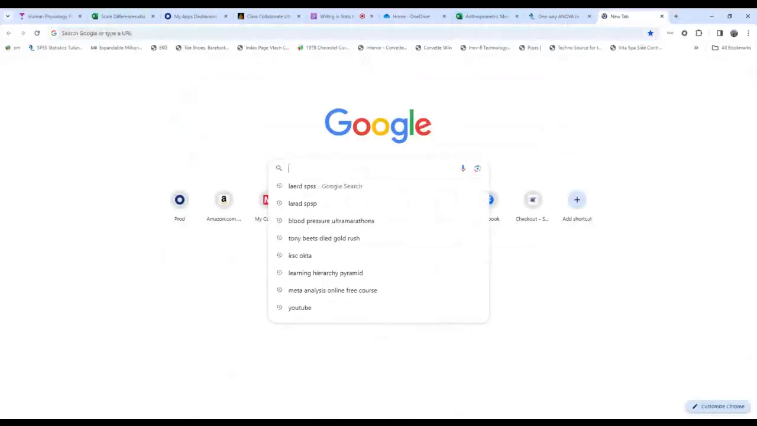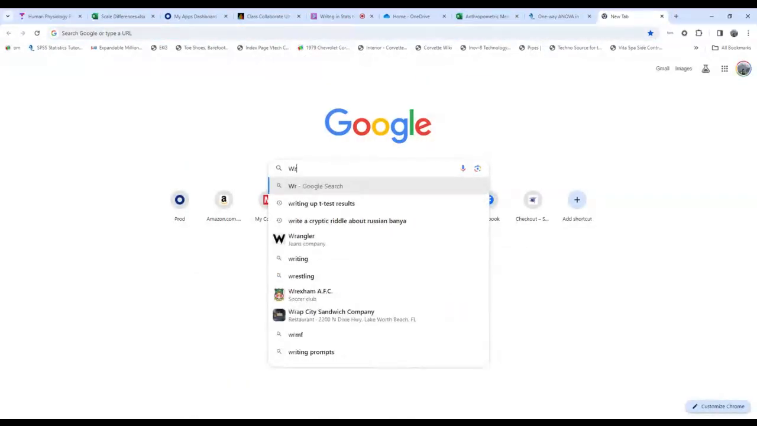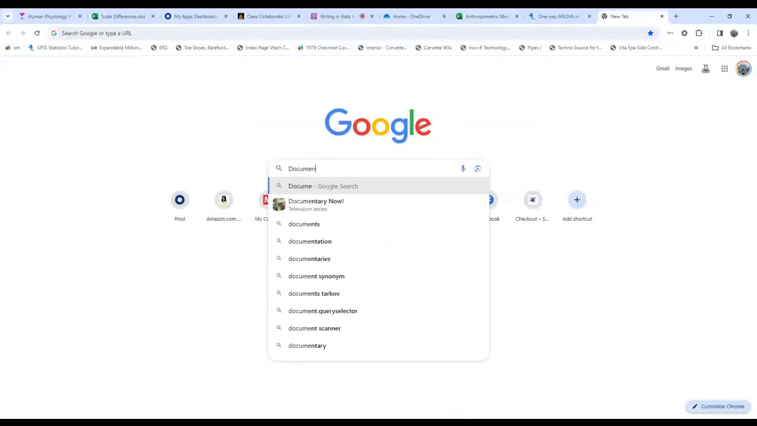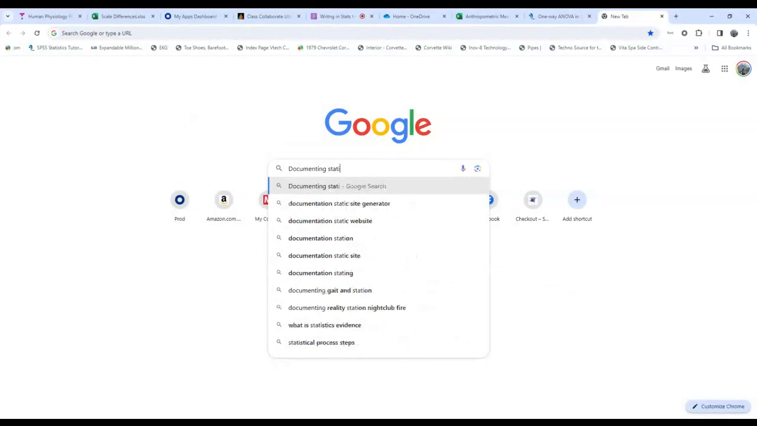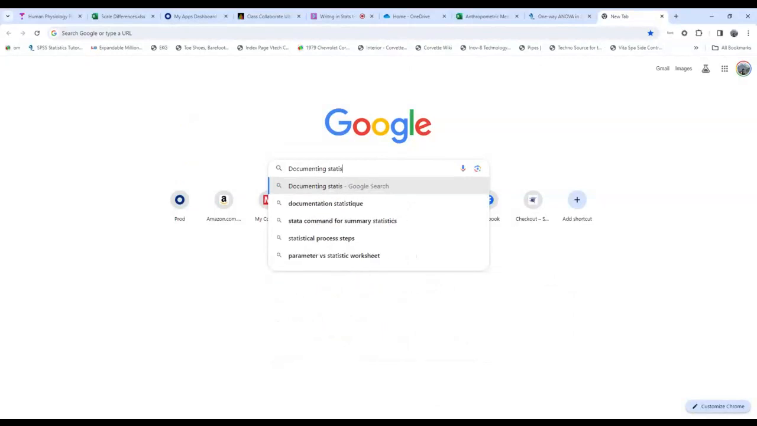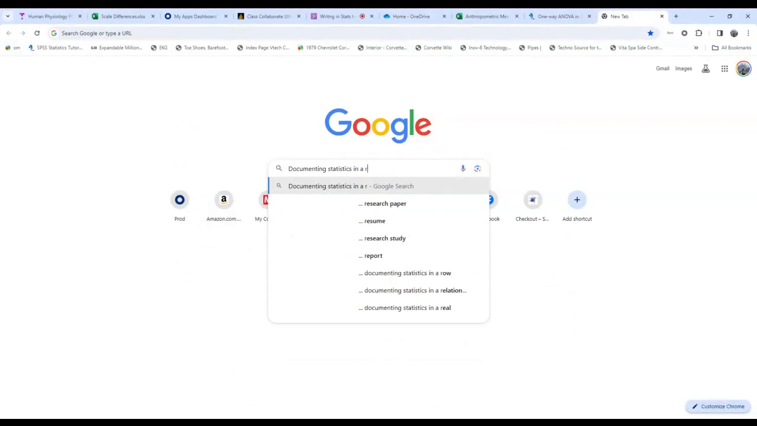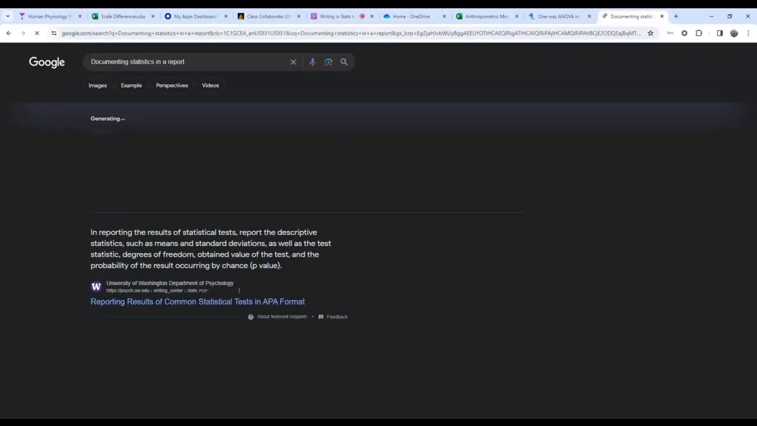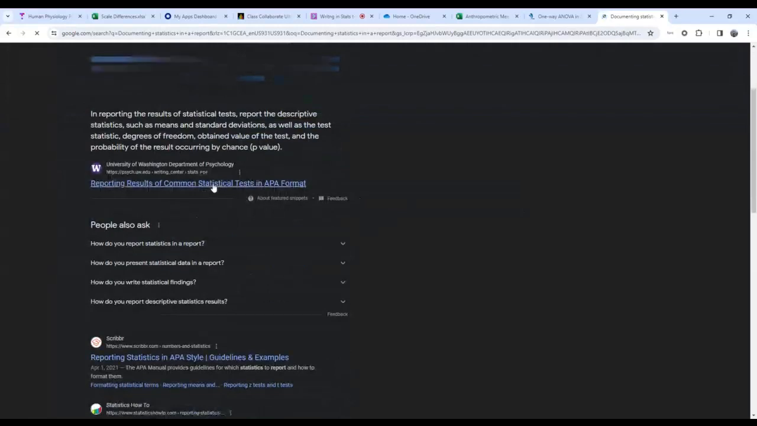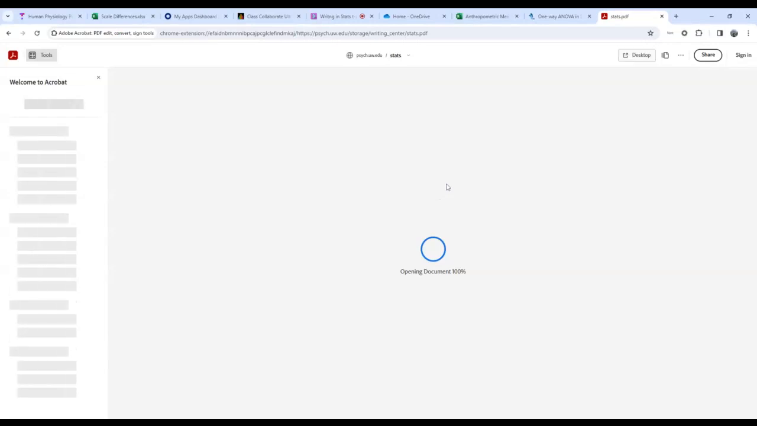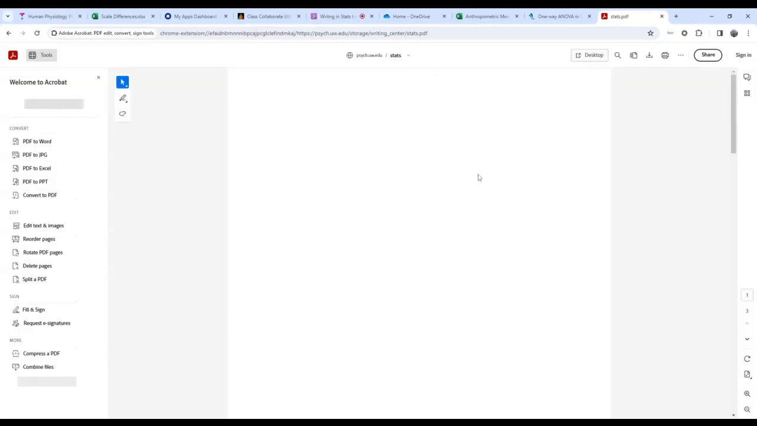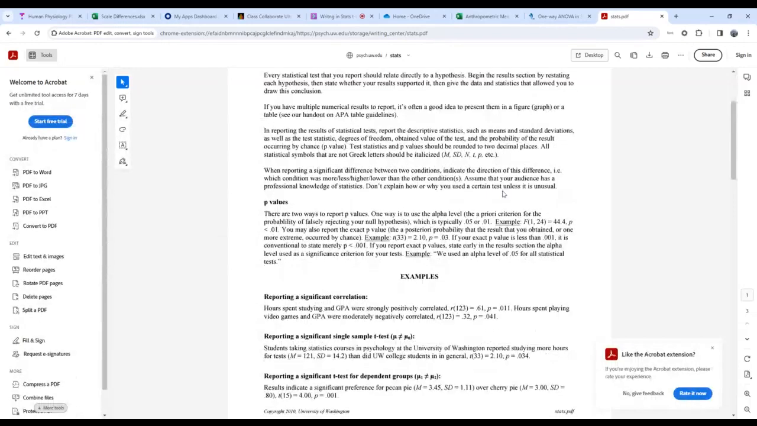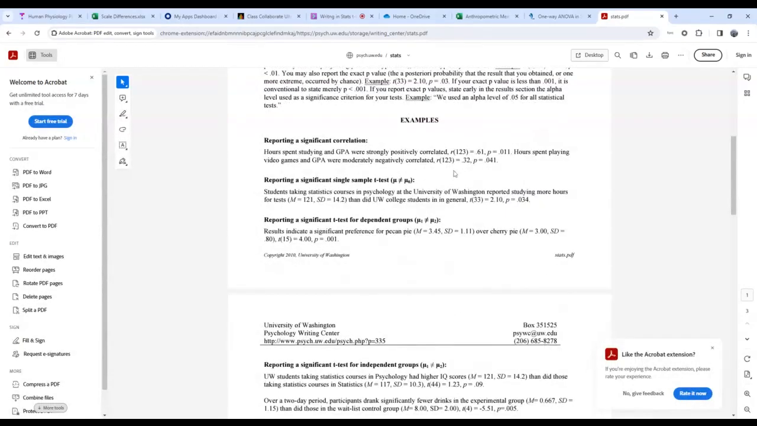And you can also go to Google and let's see, documenting statistics in a report. Just click on the first one that comes up. PDF file from University of Washington, I think it was. Psychology department. And so APA format. Yep, here you go.